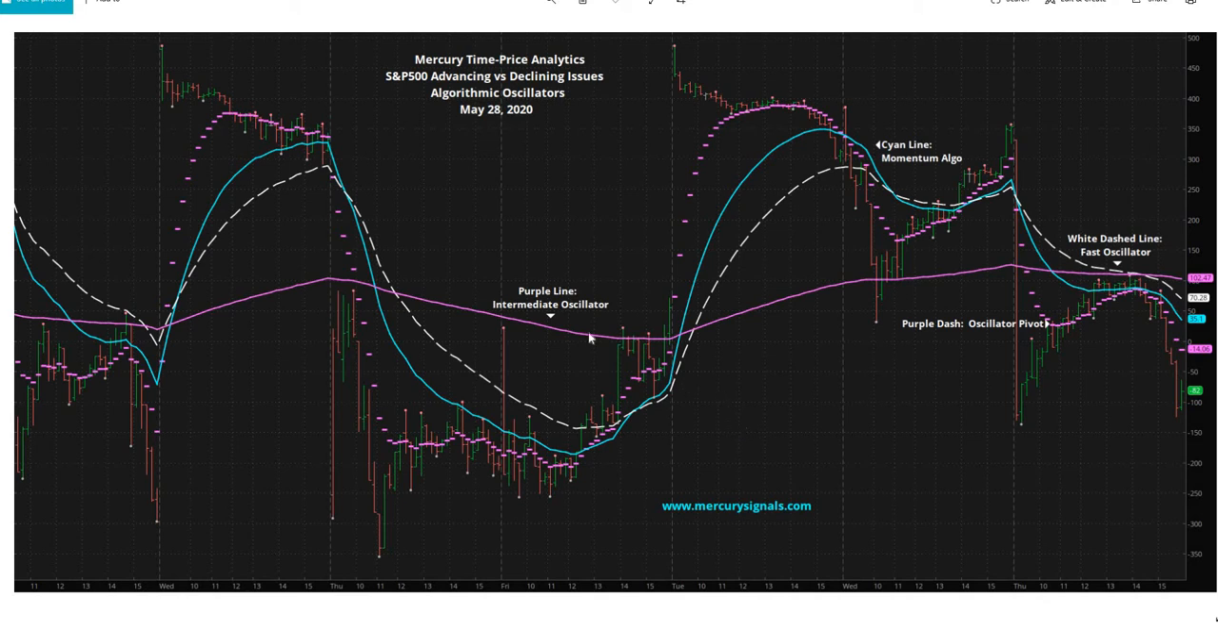What you see on the chart here, the purple line is the longer cycle intermediate oscillator. The purple dashes are your pivots. The cyan line is the momentum algo, and then this white dashed line is the fast oscillator. And you can see where this broke down.